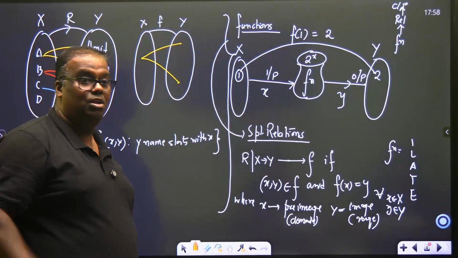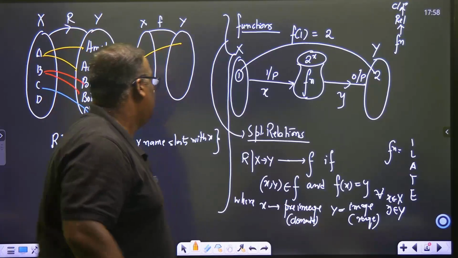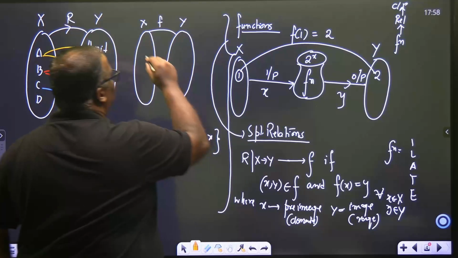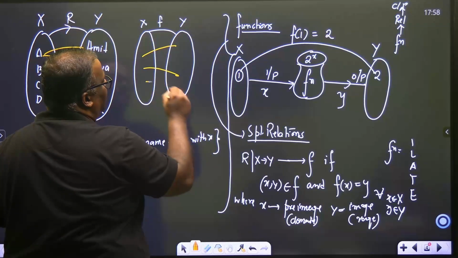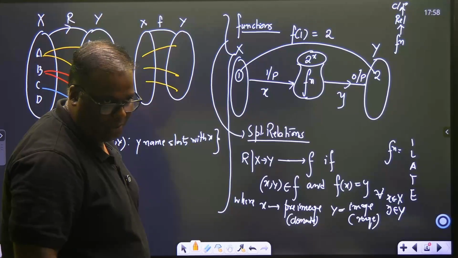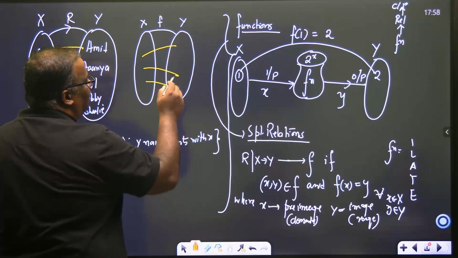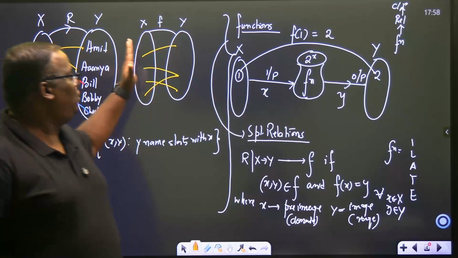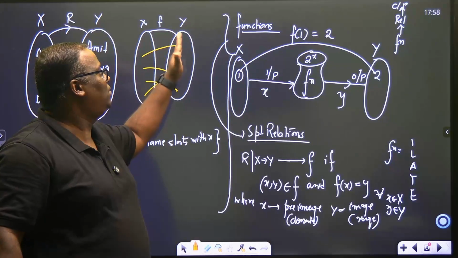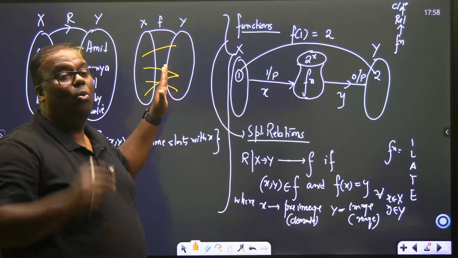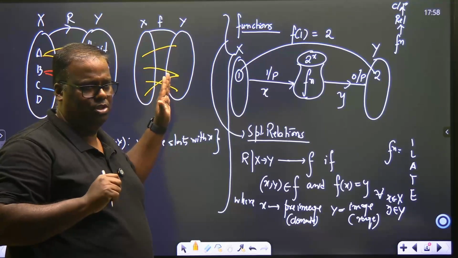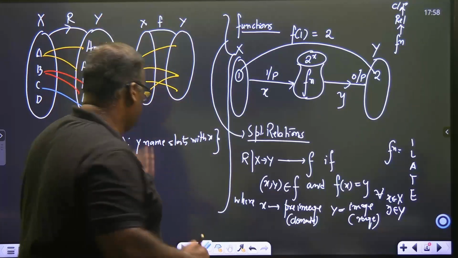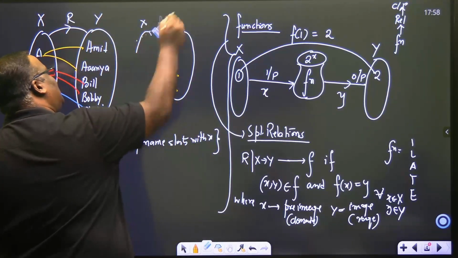Is it possible? No, it is not possible. In functions, okay. However, this is possible. Every input has to have a unique output. One input cannot have two outputs. Maybe you are getting a little bit confused, and that's why I gave these examples.